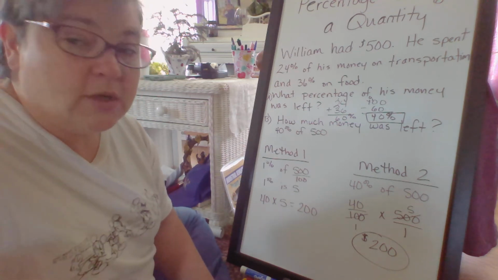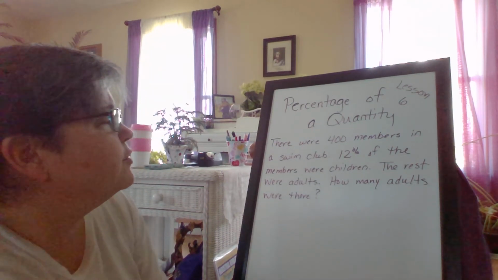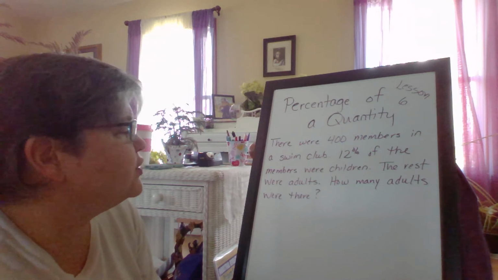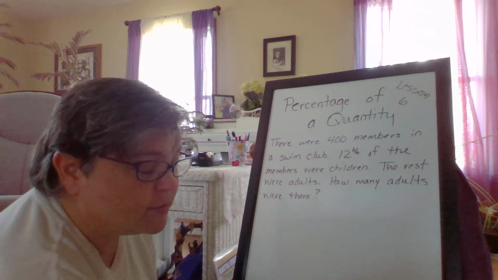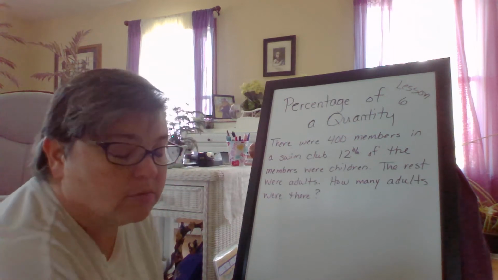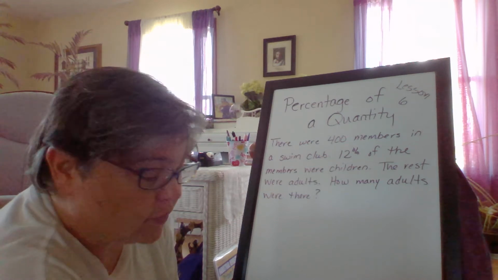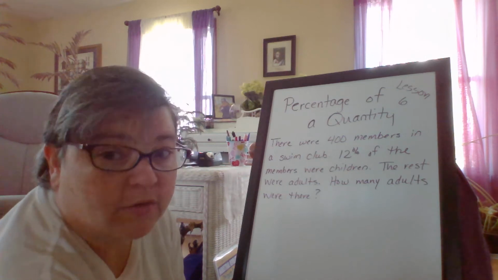All right, let's go ahead and do another one. This question: there were 400 members in a swim club. 12% of the members were children, the rest were adults. How many adults were there? By this point, you can use method 1, method 2, method 3. It's whichever one you are more comfortable with.